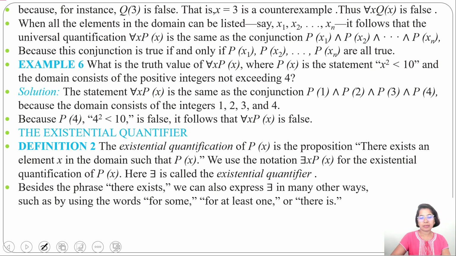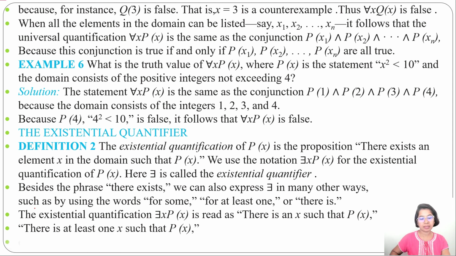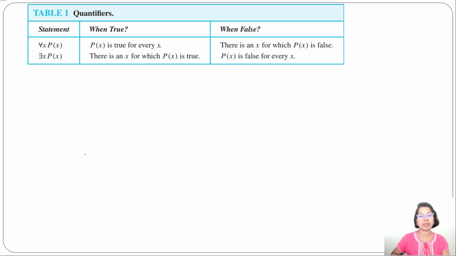So beside that, we can also read it as: for some, for at least one, there is an x such that Px, or there is at least one x such that Px, or for some x Px. So in different ways we can read the existential quantifier. Now, the difference between the universal and existential quantifier.